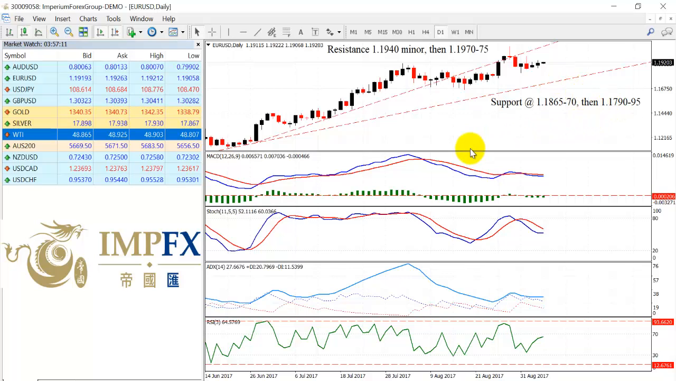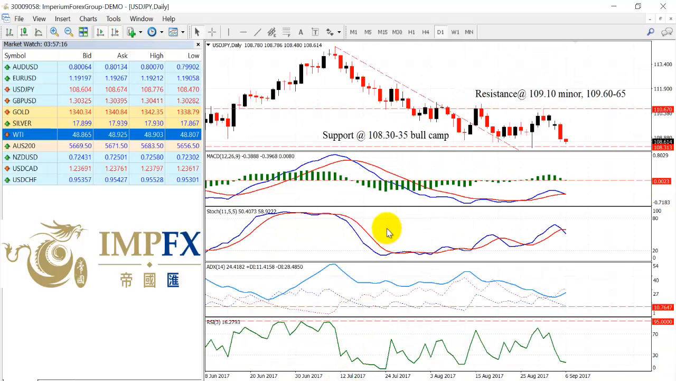I am still hoping that we could see a rebound in the US dollar, so this would support my case. And especially when you look at dollar yen, as it's now back towards that 108.30.35 crucial level. If we see a break beneath there, that would give further concerns that the market may fall lower.